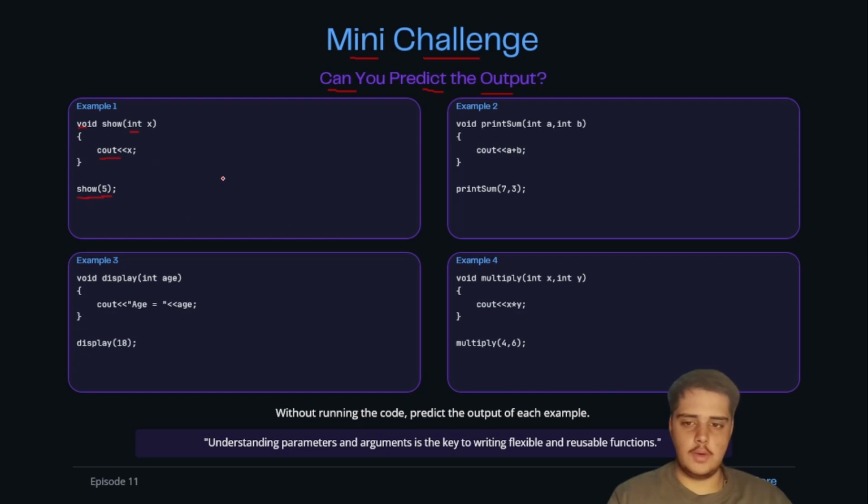I hope you have done it. The answer to this question is 5, because the value 5 goes to int x, x becomes 5, and then that value is printed by cout x. Coming to example number 2, you again have 30 seconds. Void print sum(int a, int b), here a plus b is given, and in this print sum these values are given. Your time starts now.